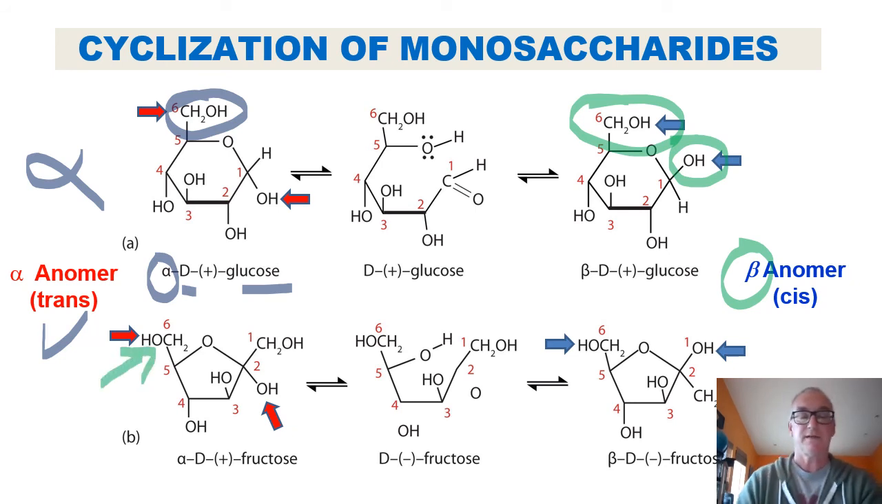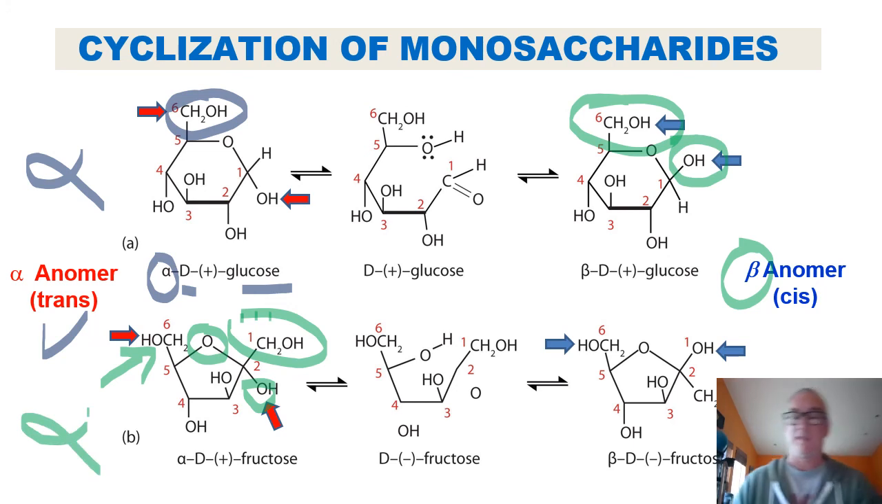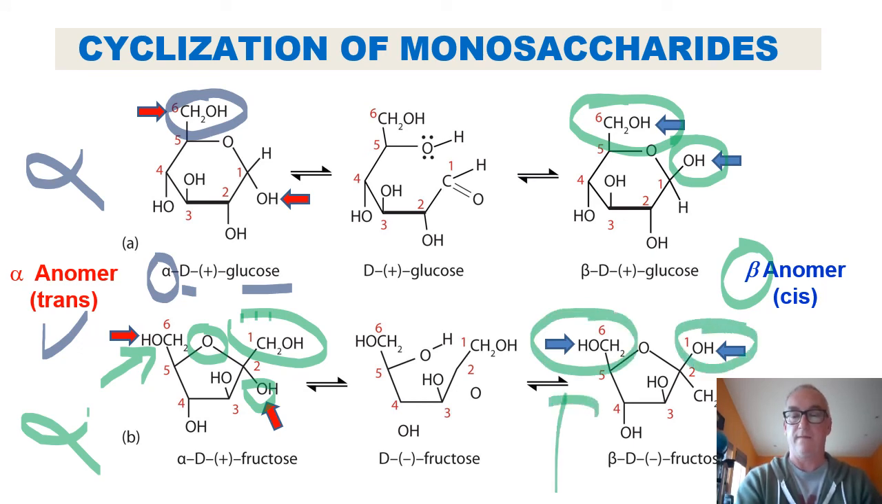And the same goes for fructose. Always look at carbon six. Now remember, fructose is going to look slightly different because it is a ketose. So carbon one is no longer the anomeric carbon. Carbon two is now. And so we look at carbon two because that's where the carbonyl group was. That's where the new hydroxyl group is going to appear. So it's the only one that's attached to an oxygen on this side and an oxygen on that side. When they're on opposite sides of the ring, they are trans: alpha. And then when they're on the same side, beta. Okay.